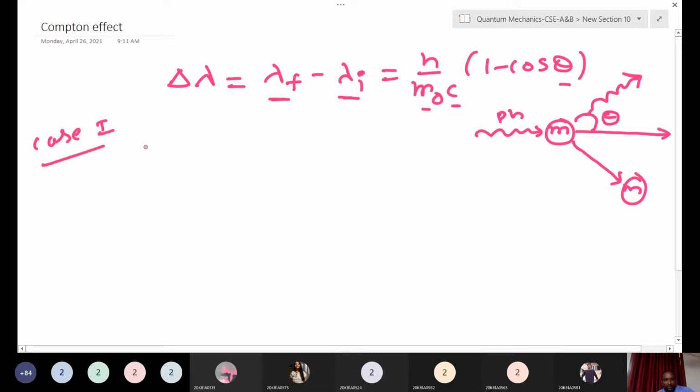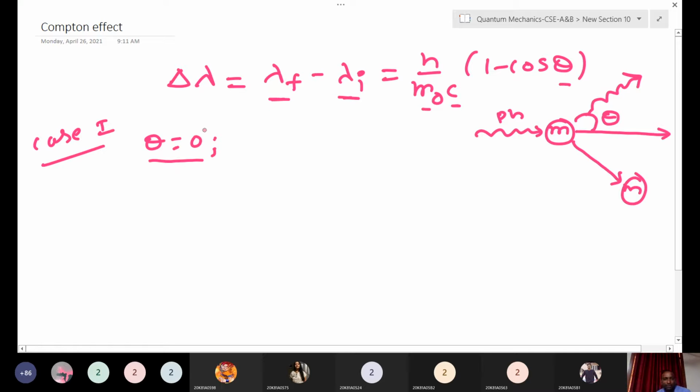Case one. If theta is 0, what does that mean? What is the meaning of theta equal to 0? The angle of scattering is 0. The photon scattering is not happening; it is going along the original path only. There is no scattering phenomenon, no scattering effect.